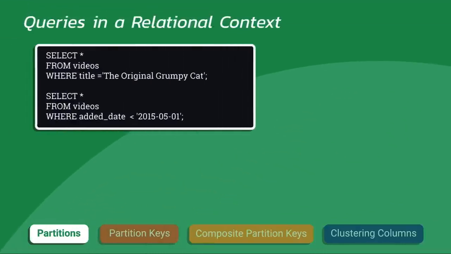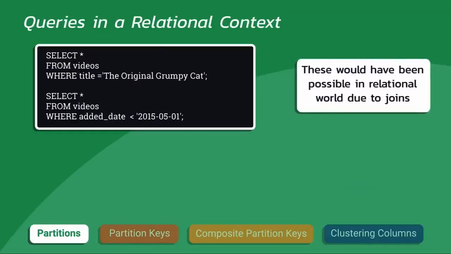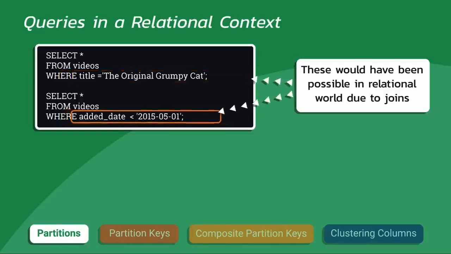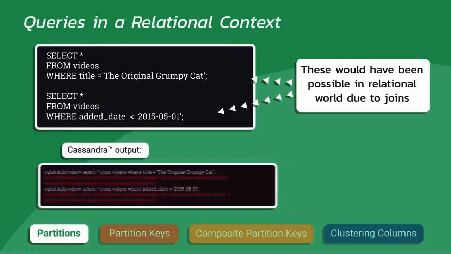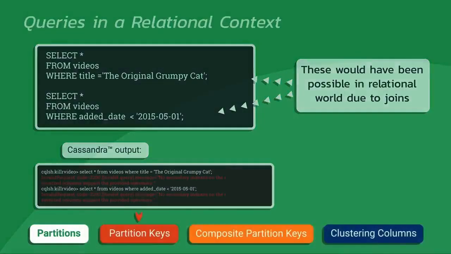Here are two commands that can be executed on a relational database as well as on Apache Cassandra. In a relational world, these queries should work on a video table because of joins. Here, common queries are title equals and added date is less than. If you run this in a Cassandra database, the output appears as an invalid request. This is because the partition key is absent from the equality clause of the search expression. These commands fail because joins are not supported.